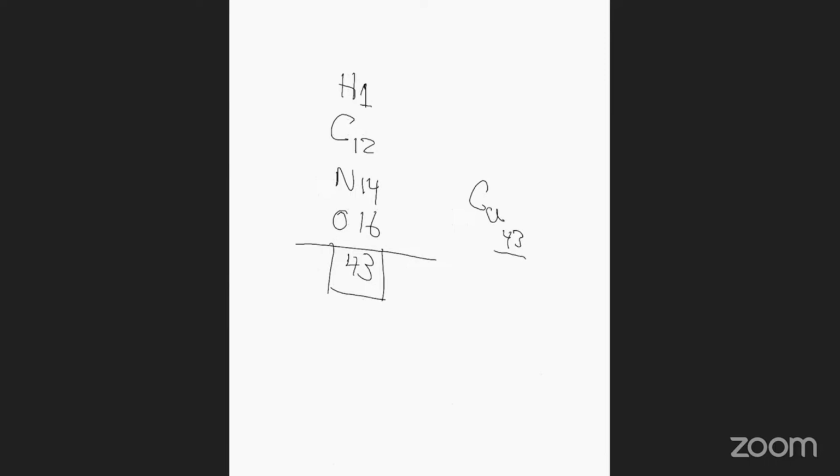You have carbon, so 12. You have hydrogen 1. You have nitrogen 40. And you have oxygen 60. 43. You have calcium isotope 43. I wish we could separate these so that you could see.